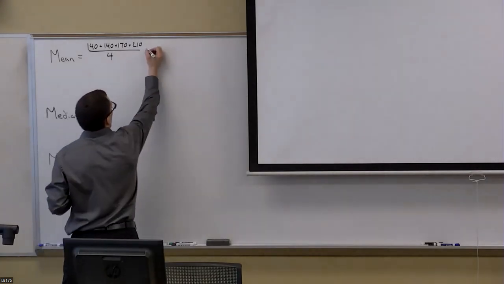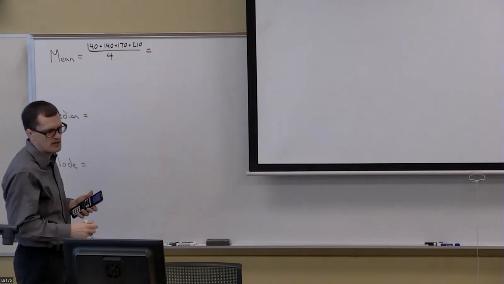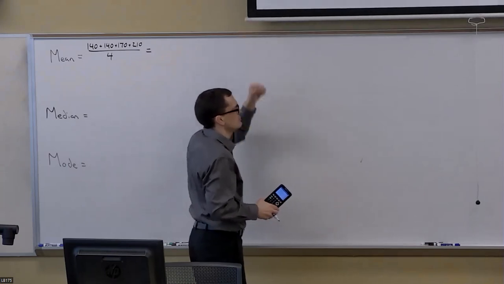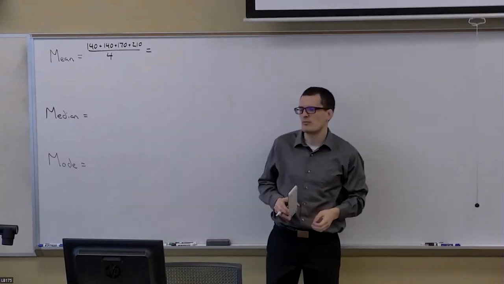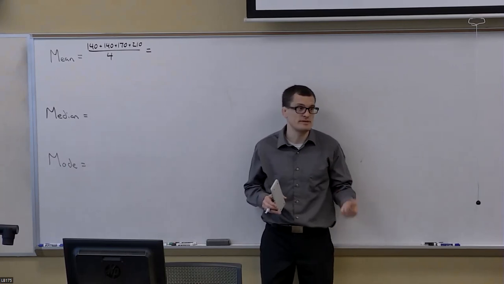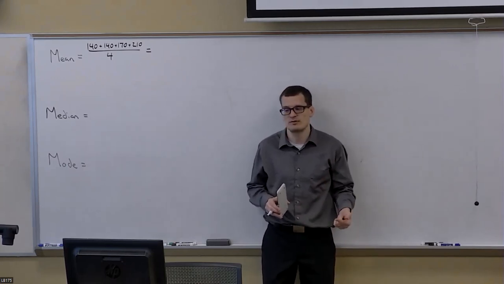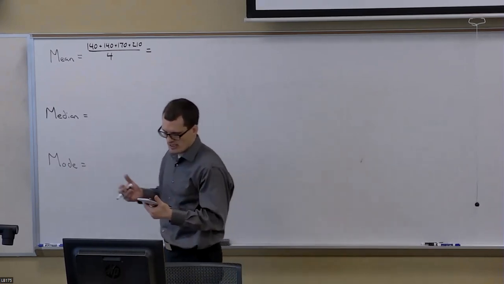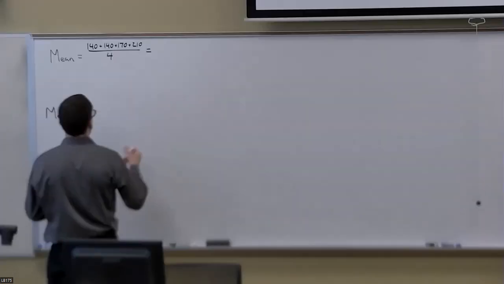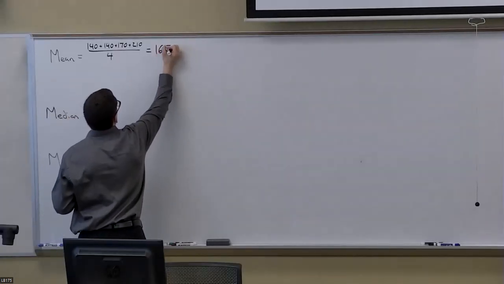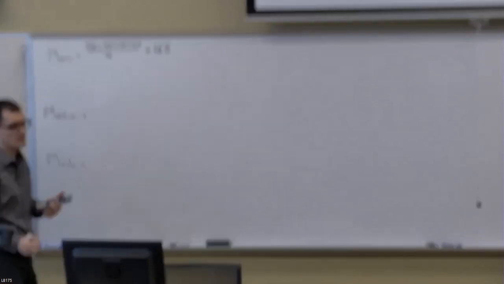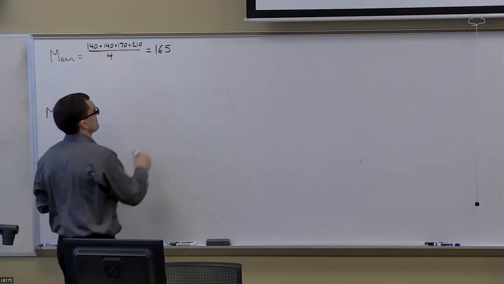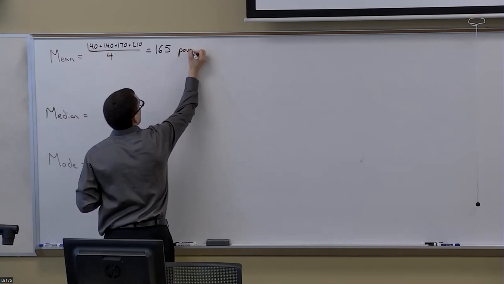Central tendencies for sets this size don't take real long to calculate. If we're going to do a central tendency here, we do an average, a mean. We take 140 plus 140 plus 170 plus 210, and after I add those up, I divide by 4. I get 165. By the way, since these were all weights in pounds, 165 would also be in pounds.